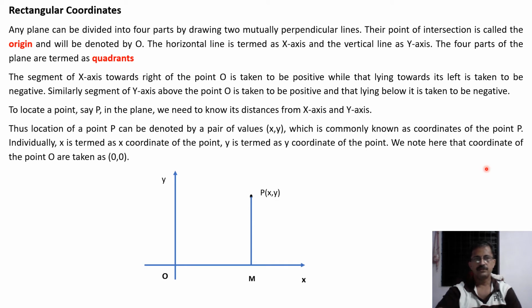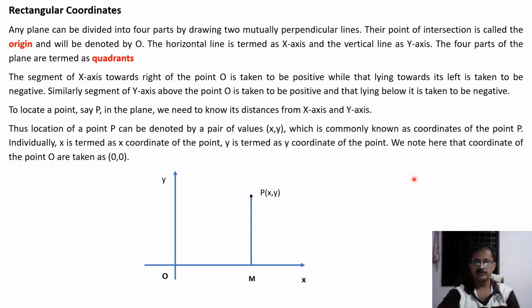Now let us see how to identify the position of a point, how to locate a point in a plane. We use rectangular coordinates. What are they? To explain that, we divide any plane into four parts by drawing two mutually perpendicular lines. They intersect at a point.